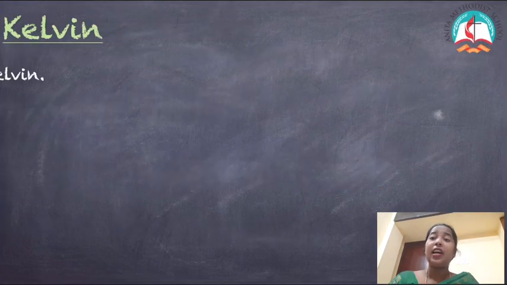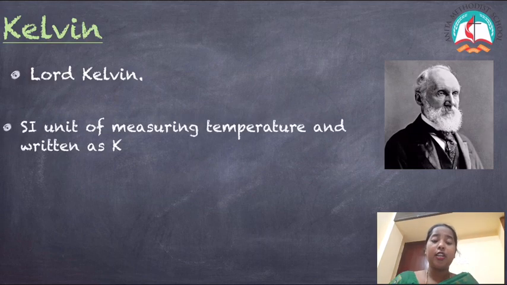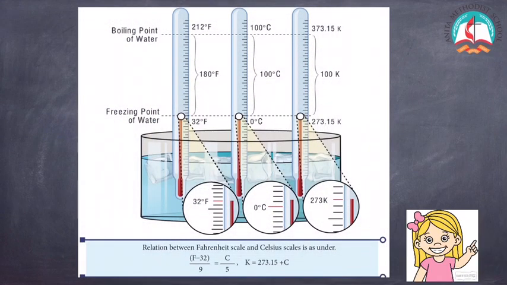Kelvin scale. The Kelvin scale is named after Lord Kelvin. Look at this picture. He was Lord Kelvin. It is the SI unit of measuring temperature and it is written as capital K. Kelvin is also known as the absolute scale as it starts from absolute zero temperature. So Kelvin starts from absolute zero temperature. A temperature in the Celsius scale can be easily converted to Fahrenheit and Kelvin.